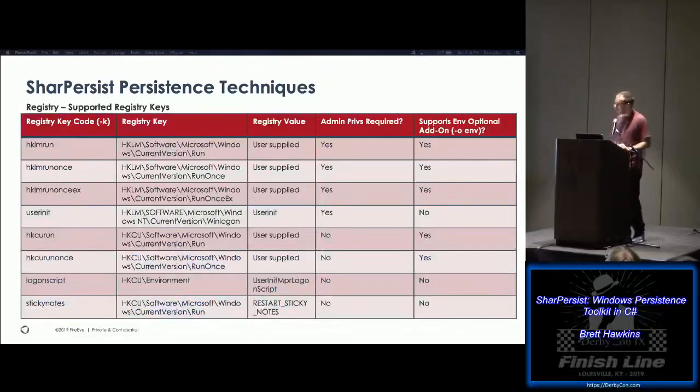So different registry keys just for the initial release. I know there's tons of registry keys that you can use for persistence. This is just for the initial release. So there's 8. 4 of them require admin privileges. 4 of them do not.